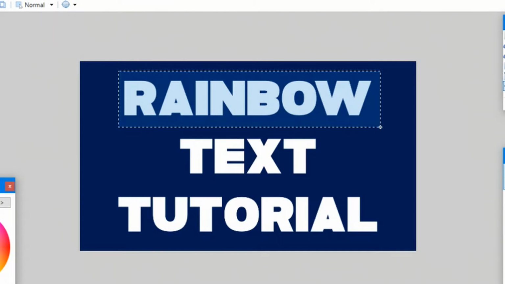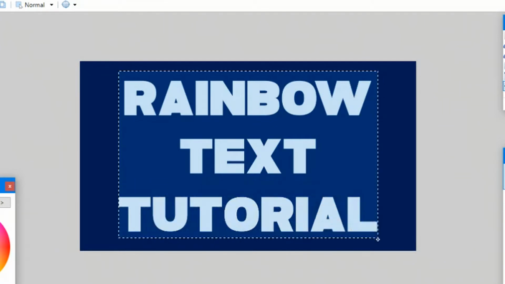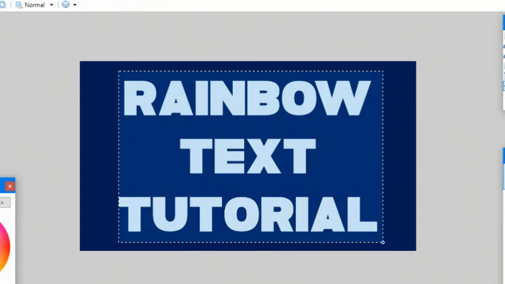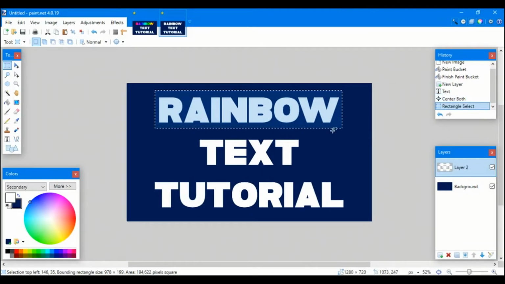So if I want the text to be rainbow, I'm going to put it around rainbow. If I want rainbow text to be rainbow, I put it around rainbow text. And make sure you're on the right layer. So, yeah. If I want rainbow text tutorial all to be rainbow, do it all around. But I just want rainbow to be rainbow. So, you do that and press Control C or Command C if you're on the Mac, and add a new layer and paste the new thing on the layer.